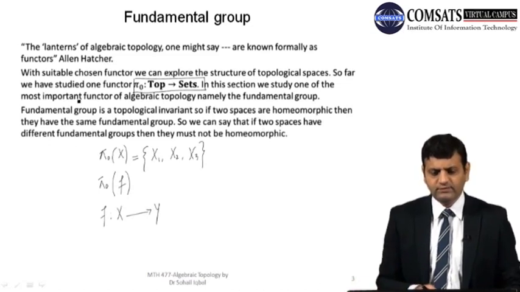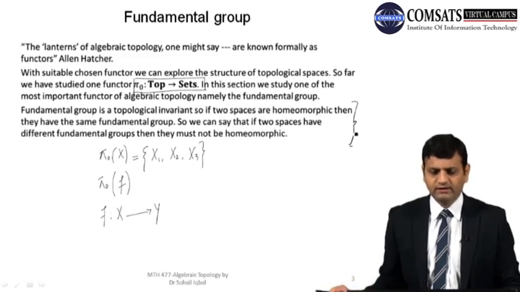Now fundamental group is a topological invariant. So if two spaces are homeomorphic, then they have the same fundamental group, or in other words, if two spaces have different fundamental groups, then they must not be homeomorphic. This fundamental group is going to provide us the background for another functor which we are going to study in our next discussion. Precisely, we will only study fundamental group in this lecture, and we will see what this functor pi1 is in our next lecture.